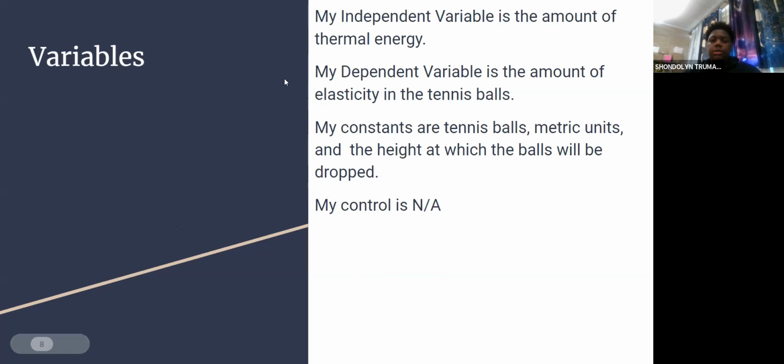These are my variables. My independent variable is the thermal energy. My dependent variable is the amount of elasticity in the tennis balls. My constants are the tennis balls, the metric units, and the height at which the tennis balls were dropped, and there's no control variable.